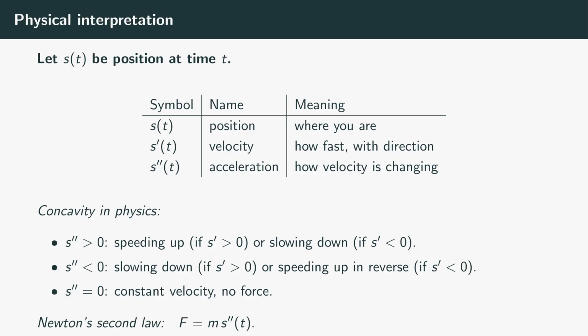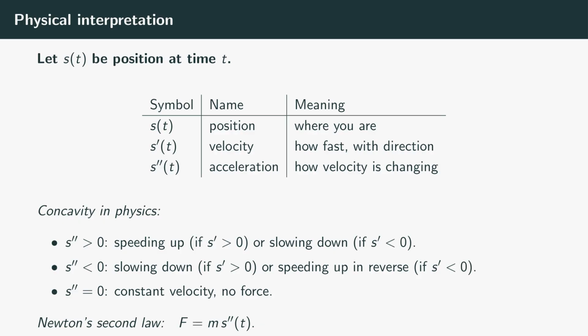Concave up, positive acceleration. Concave down, negative acceleration. Zero acceleration is constant velocity, no net force. And Newton's second law, force equals mass times acceleration, becomes capital F equals m times s double prime of t. The whole of classical mechanics rides on this second derivative.